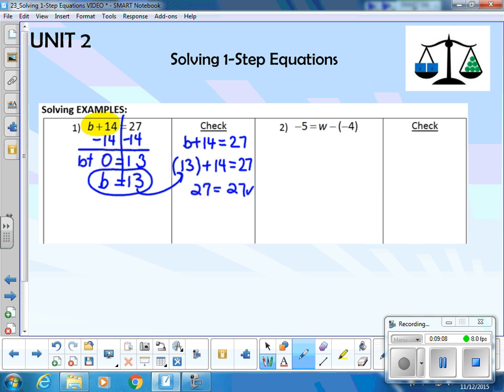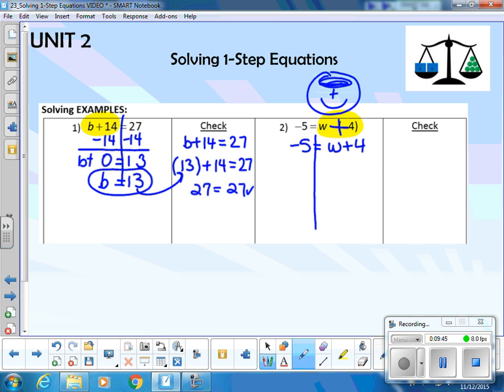If you look at number 2, our example here, we have a little step we have to do first. If you remember back to our integers, we can't have double signs. So here we have -5 equals w minus a -4. Well, I know that minus a negative, if you remember back to your integer guy, if I have a negative and a negative, that changes to a positive. So I'm going to change that to a positive. So it would actually be -5 equals w plus 4.